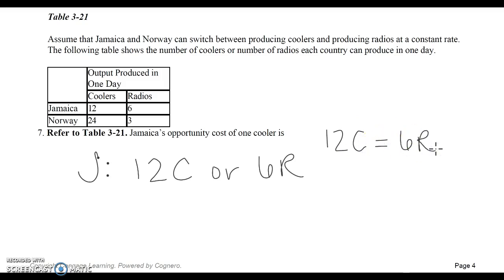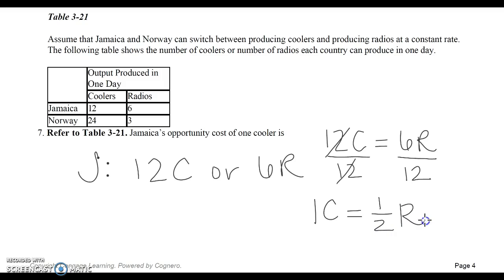And we want to see what it's going to cost for one cooler. So we want to get a 1 here in front of our coolers, so we're going to divide by 12. These 12s go away. 1 cooler is going to equal half of a radio. So the opportunity cost of 1 cooler for Jamaica is half of a radio. And be aware that could be written as a 0.5 as well. It would still be correct.